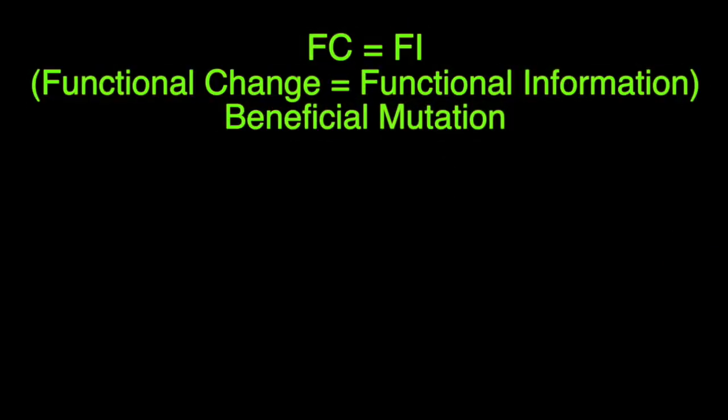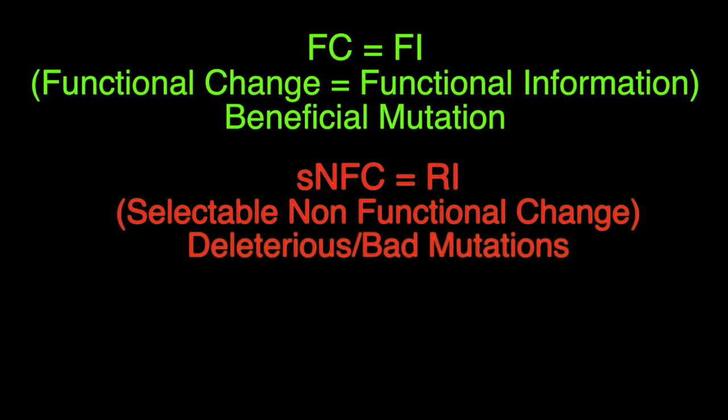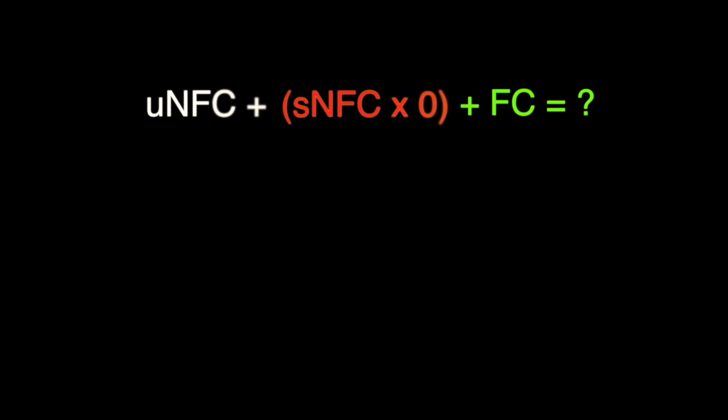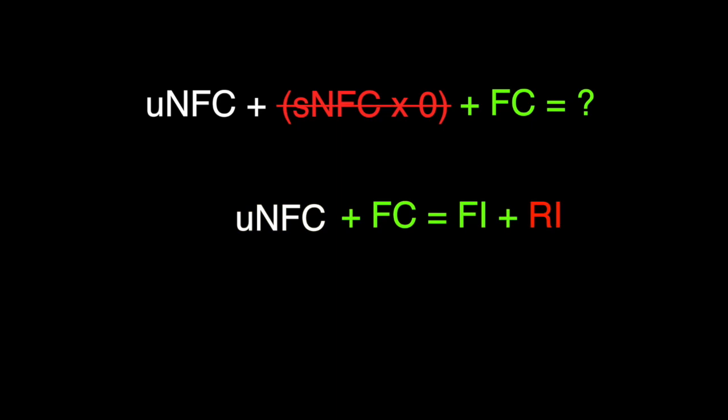We have three possibilities anytime we have a change to our DNA code. You can have a change that results in a new usable function, or a change that is a selectable non-functional change. These are those changes that result in an organism being less fit for survival, which we will multiply by 0 since those are changes that are selected away. Or we can have an unselectable change that is also non-functional. And some basic math will show us that logically, what we would expect if there are changes unaffected by selection is for our DNA to contain both functional information and random information.